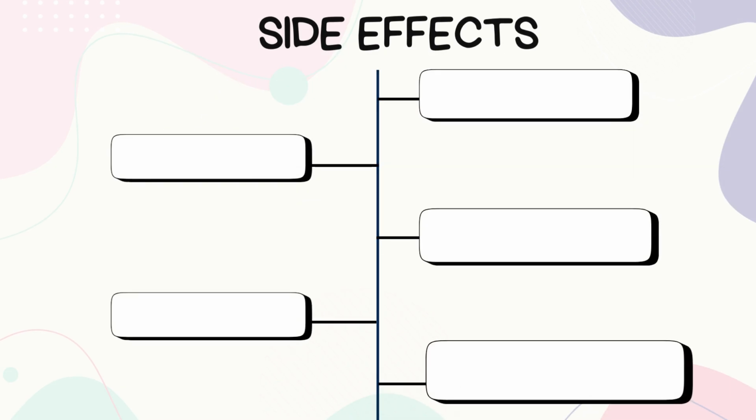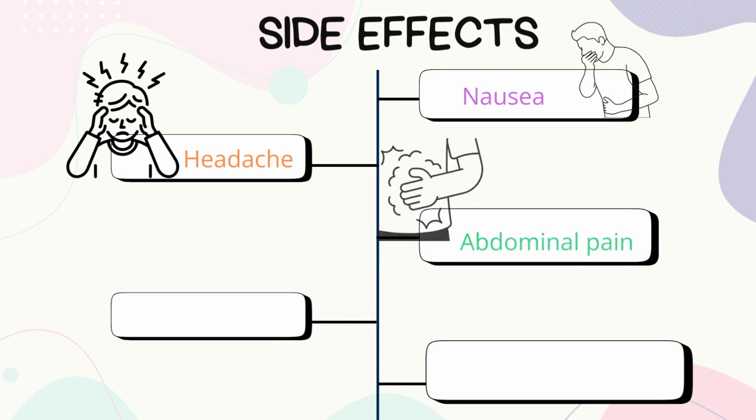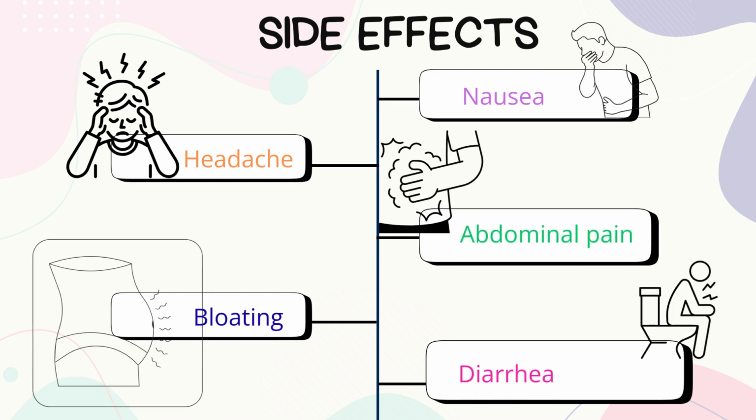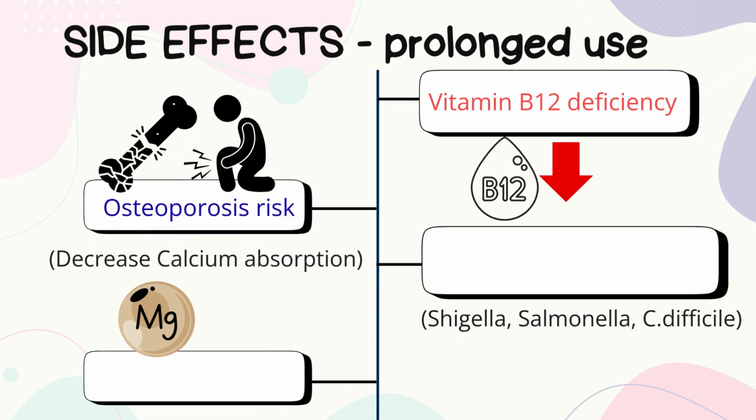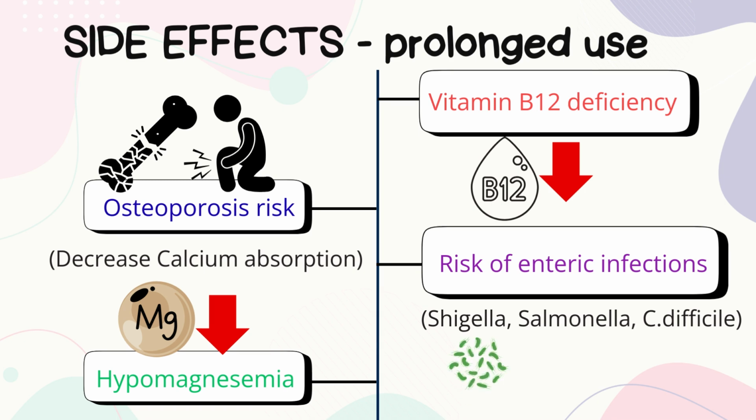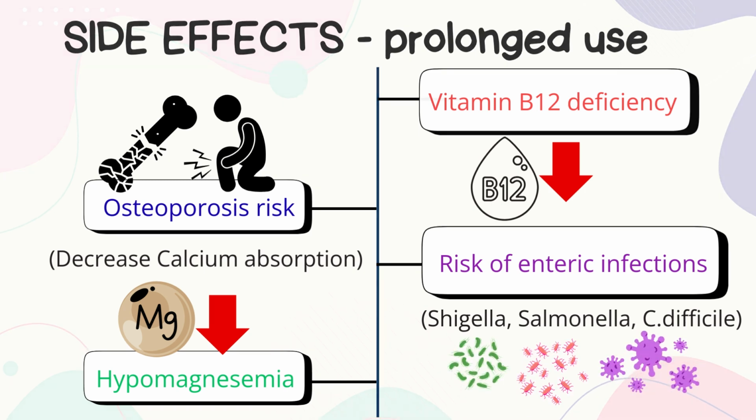PPIs are generally well tolerated, but some may experience nausea, headache, abdominal pain, bloating, diarrhea. Prolonged PPI use can result in vitamin B12 deficiency. It can even decrease calcium absorption that can increase the risk of osteoporosis. Also can lead to hypomagnesemia and may also increase the risk of enteric infections by Salmonella, Shigella, Clostridium difficile.